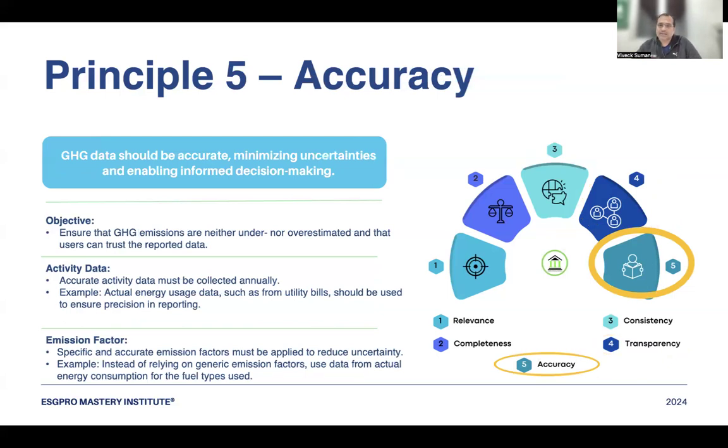Last one is accuracy. GHG data should be accurate, and that's a mandatory requirement. If it is not accurate, then you have to tell them why it was not accurate last year or this year and give proper information about it so that the decision maker can understand that there is no overestimation or under-reporting of the carbon emission, right? It's very critical. So actual energy usage data, such as utility bills, should be used to ensure that there is precision in the reporting. Clear? That's your RCC traveling allowance.